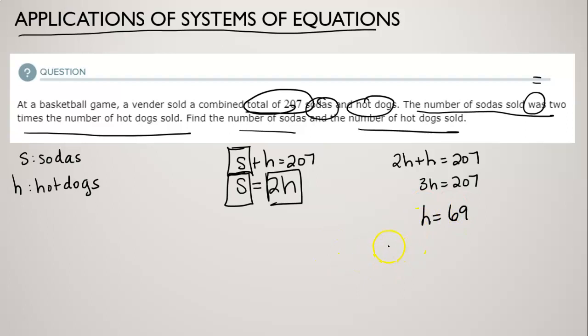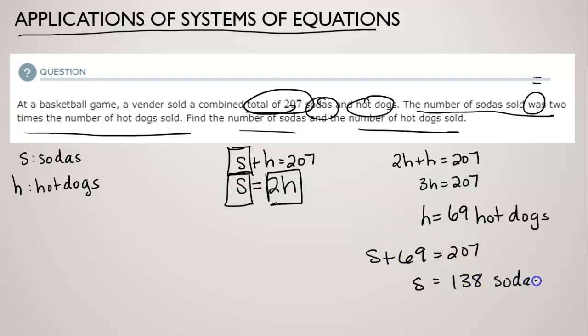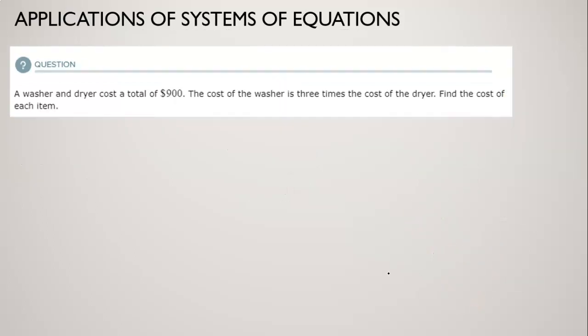I also need the number of sodas. So make sure you put your unit since it's a word problem, 69 hot dogs. I now need sodas, so there's sodas plus 69 is equal to 207. We're going to subtract 69 from each side and do 207 minus 69, which is 138 sodas. So in order to meet both requirements, having a total of 207 sodas and hot dogs sold and having twice as many sodas as hot dogs, this is the only combination of numbers that would work for that. You pause the video and try this one on your own.